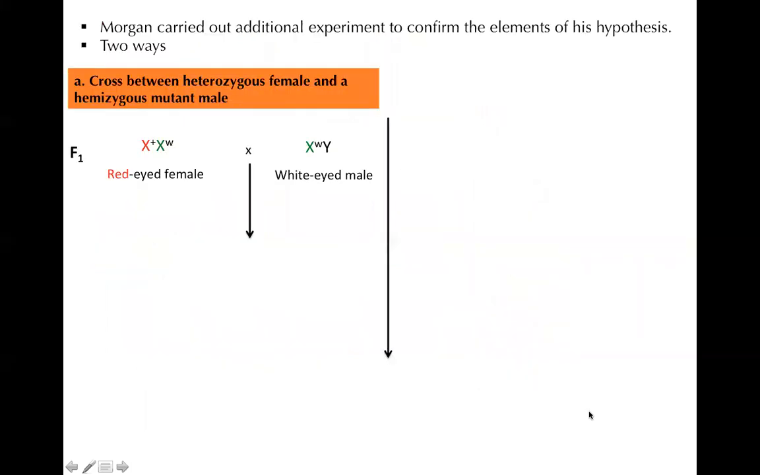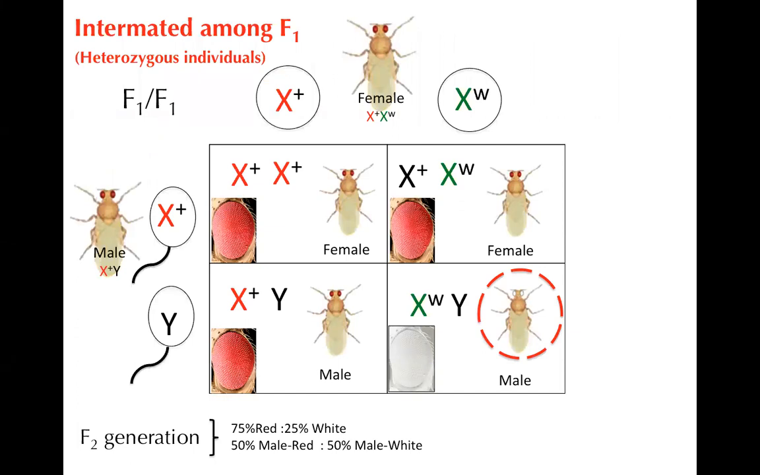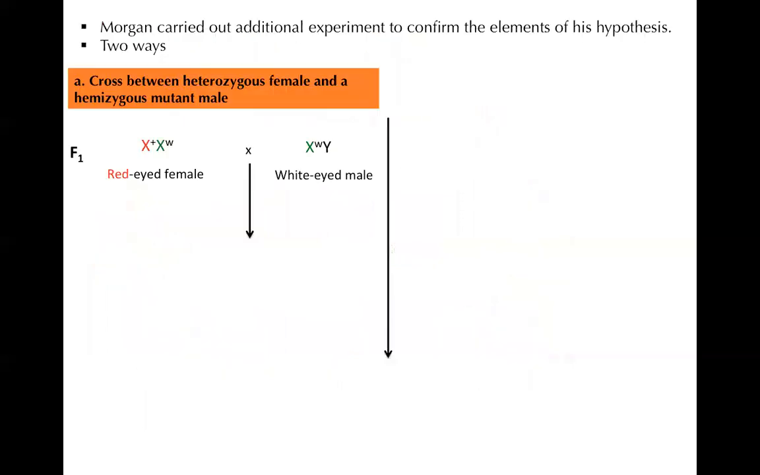So based on this, they concluded that the gene responsible for eye color in Drosophila is located on the X chromosome. But they wanted a validation, a confirmation. So Morgan carried out an additional experiment to confirm this hypothesis, that the eye color gene is located on the X chromosome.